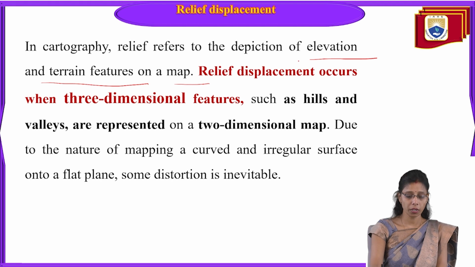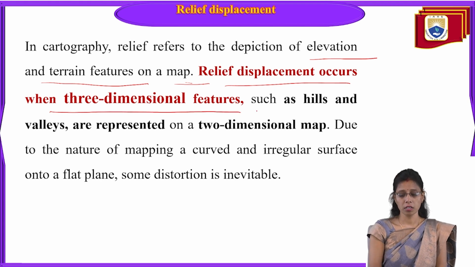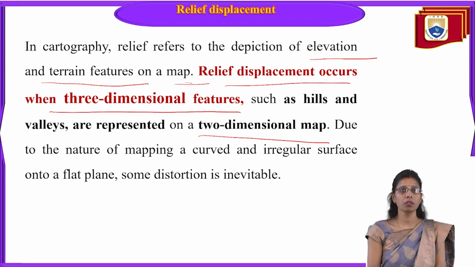So relief refers to the depiction of elevation and terrain features on a map. Relief displacement occurs when three-dimensional features such as hills and valleys are represented on a two-dimensional map. Due to the nature of mapping a curved and irregular surface onto a flat plane, some distortion is inevitable.